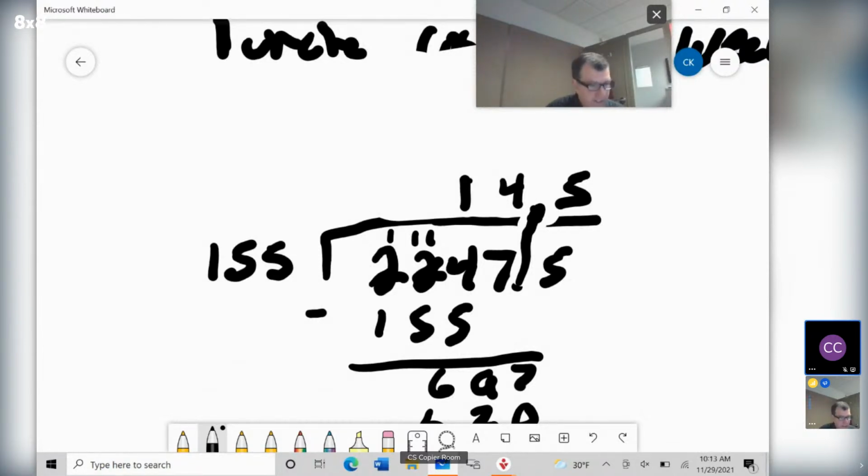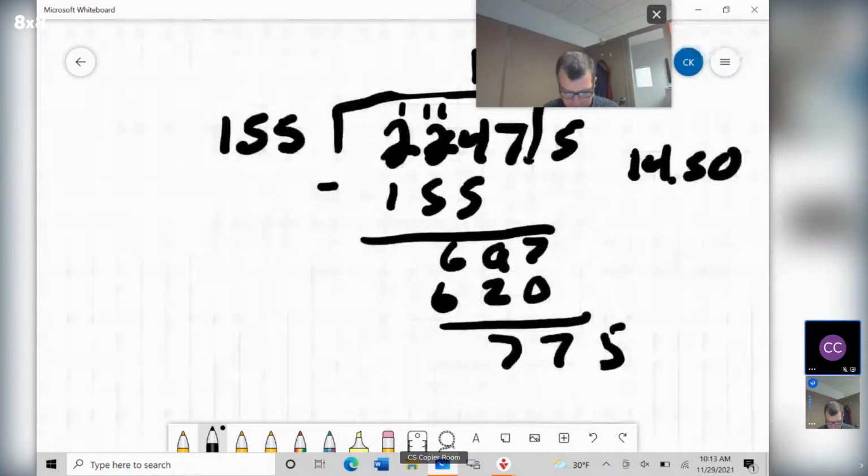So it says how much school lunches cost a week? That's $14.50. Okay. So let's just do another division problem here, you guys.